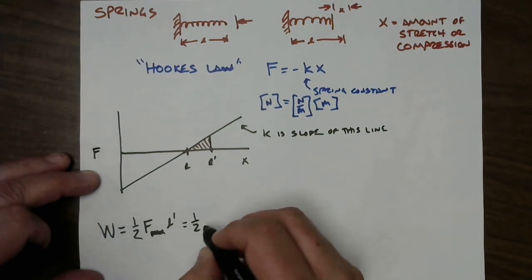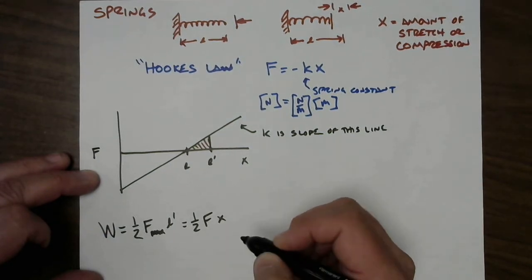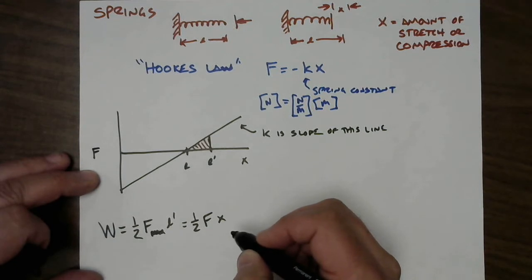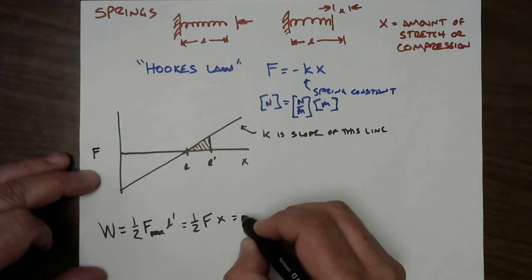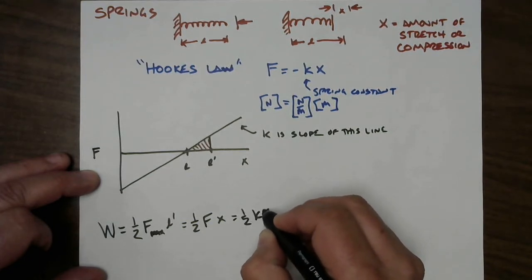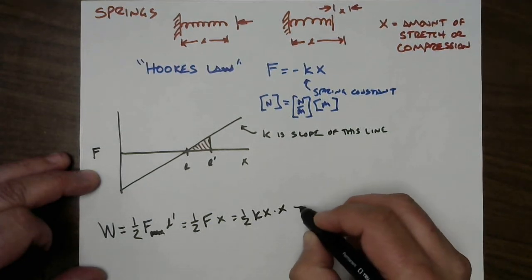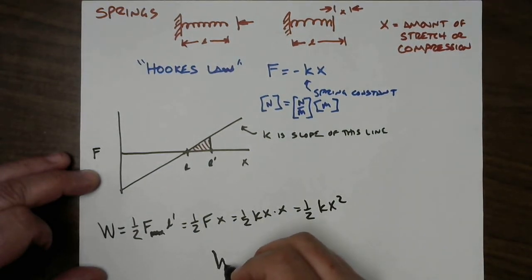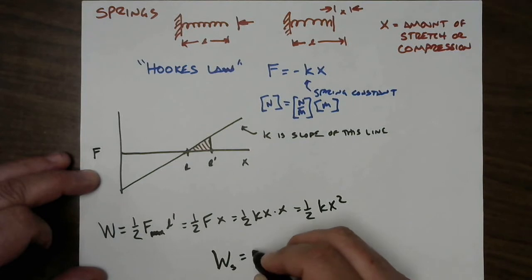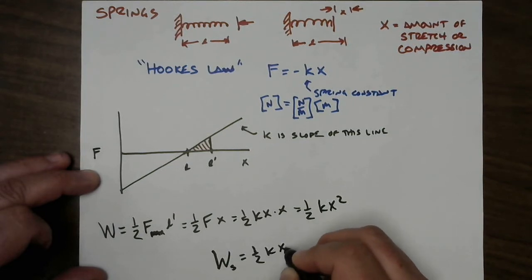So 1/2 Fx. Oh, hold on a second. But F itself has X in it. So this is 1/2 of Kx times X again. This is 1/2 Kx squared. So the work done in stretching a spring is 1/2 Kx squared.